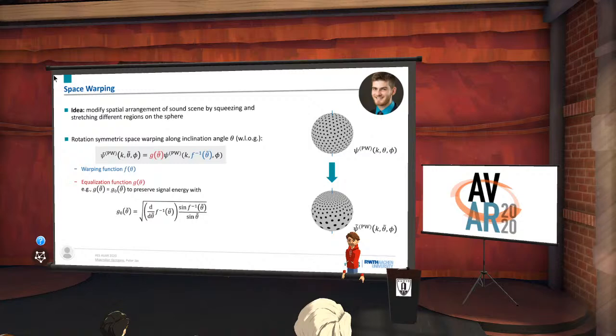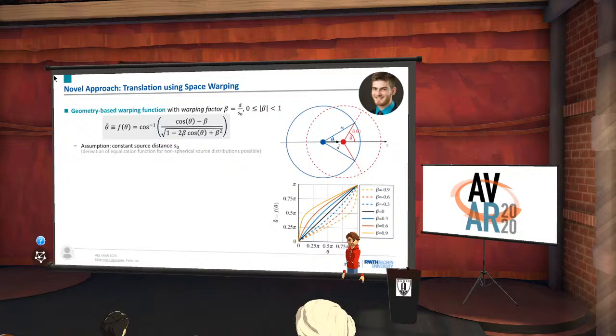So the warping function f is the first choice, and then there's, in red, the equalization function. And the equalization function is some function that we can choose as we like. For example, if we choose it as shown here, we would preserve the energy after the operation. But we will see if this is useful for our application. Okay, so this is what I already said. The point source translation may be interpreted as a form of space warping due to some structural similarity. If you want to know all the mathematics, I invite you to have a look at the paper.